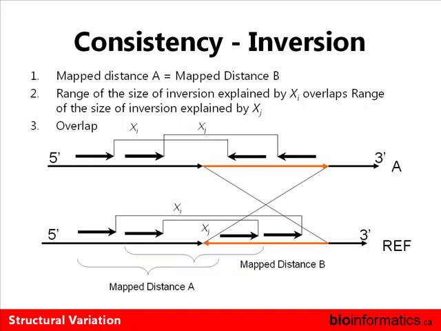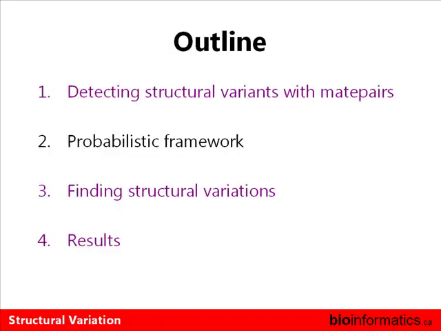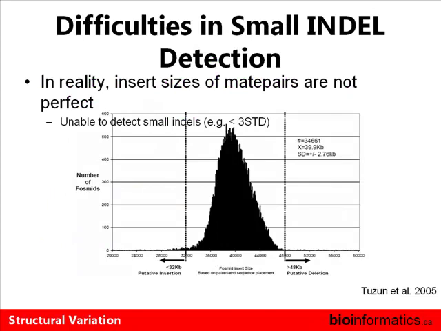Meaning this. So inversions actually create a rainbow-like pattern. Where in the case of insertions, things overlap partially, like a chain, here it's a rainbow. So that's all good, but as we all know, mate pair sizes are not going to be perfect. There's actually going to be quite a wide deviation between the smallest one that you'll get and the largest one that you'll get.